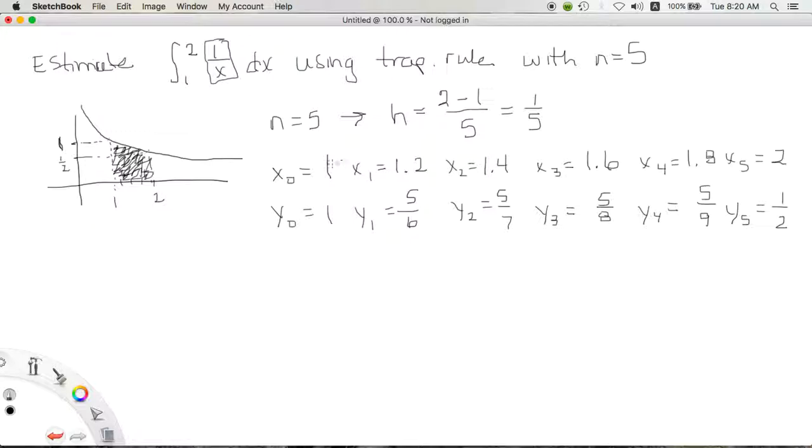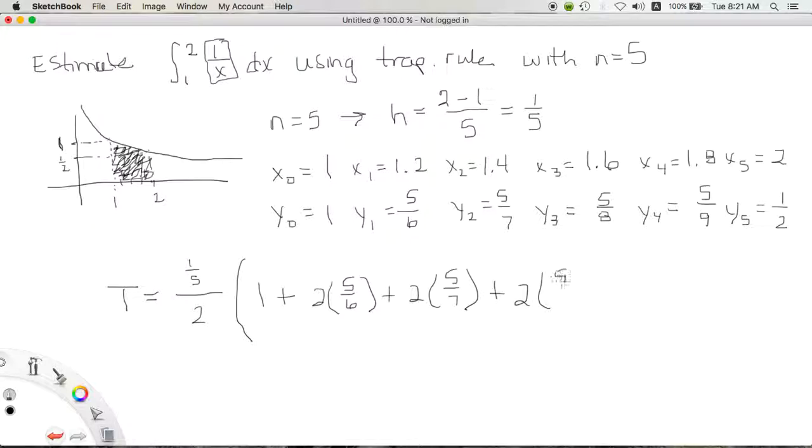So to find the area using the trapezoidal rule, we've got all our information now. We take our h over 2 times our y naught plus 2 times y1 plus 2 times y2 plus 2 times y3 plus 2 times y4 plus y5. So everything's times 2 except the first one and the last one. And if you multiply that all out and add it all up, you end up with 0.6956. So this is how you use the trapezoidal rule formula.